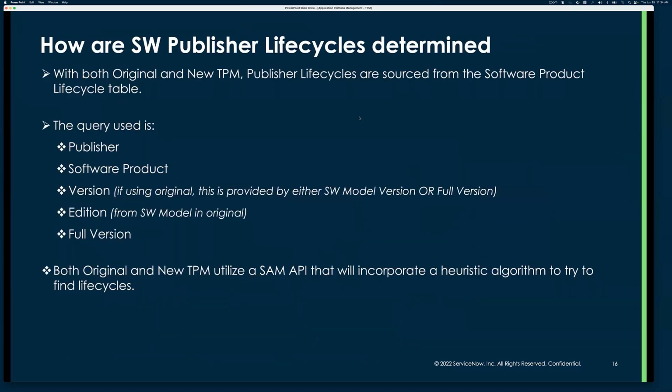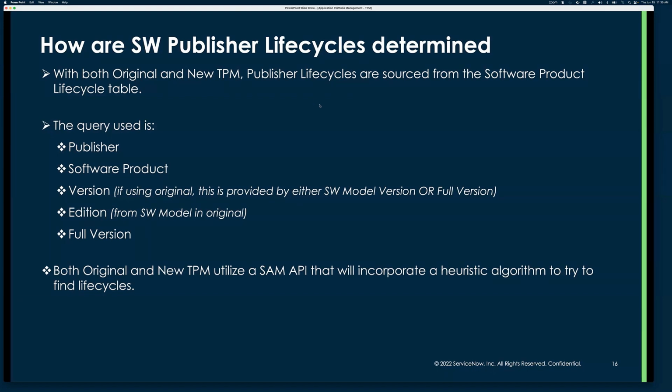So speaking of that, how are software publisher life cycles determined? So real quick, hardware models are real easy and hardware life cycles are real easy. The life cycles are associated directly to the hardware model. So you have hardware model life cycles. That's where they show up. That's easy. Software, not so easy.